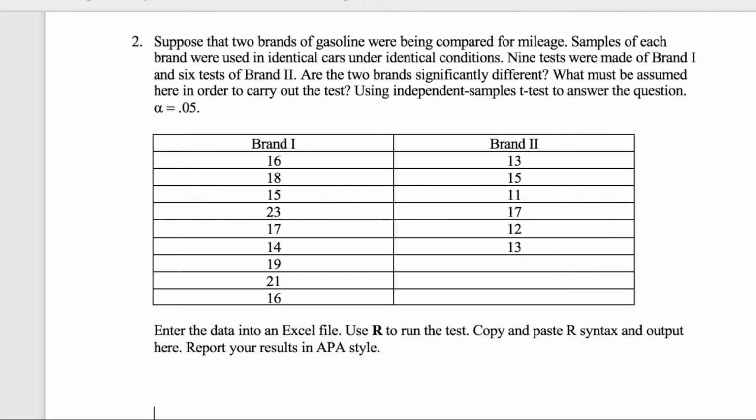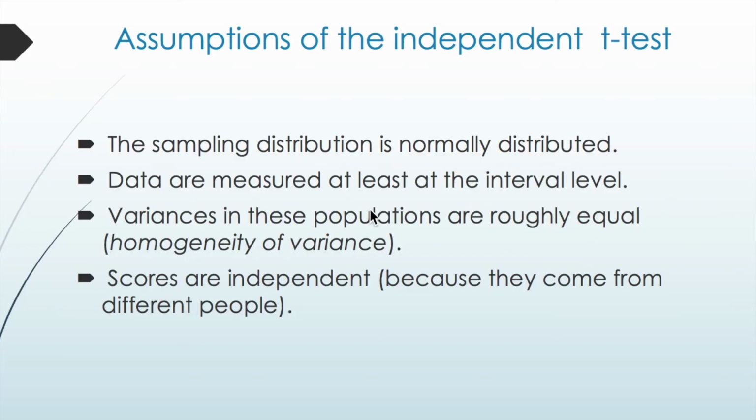Now let's look at the second question of the independent t-test. Firstly, there are 3 assumptions of the independent t-test. The sampling distribution is normally distributed, and then data are measured at least at the interval level, so we meet the second condition. Thirdly, we need to make sure variances in the populations are roughly equal. Last one, scores are independent. From our question, we know we need to test the first assumption and the third assumption.